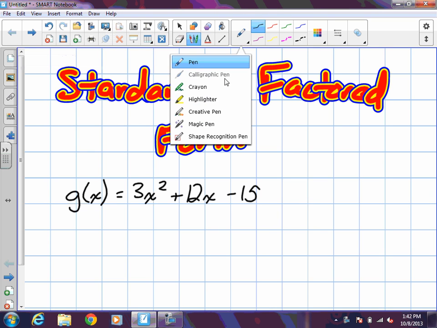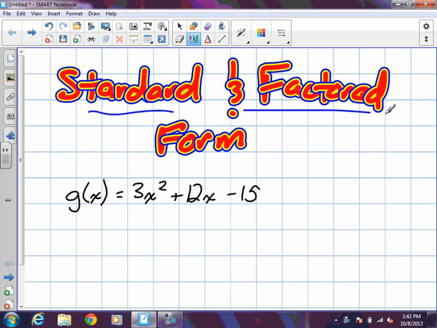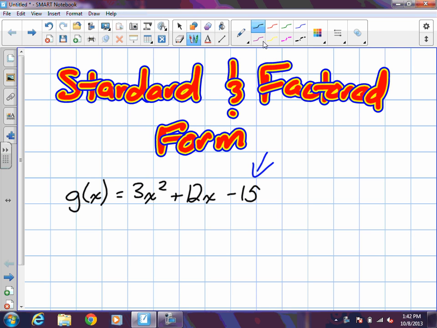Okay, we're going to relate standard and factored form. And we're going to pretty much go over how these two forms of a quadratic can help us when graphing. Okay? So first of all, this is considered the standard form. Okay? So this is our standard.